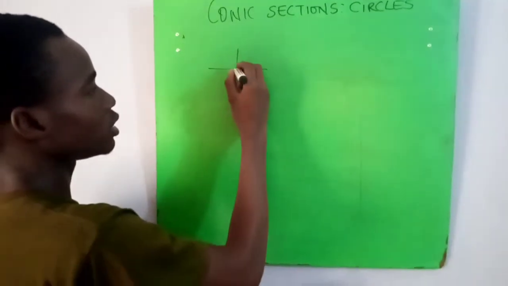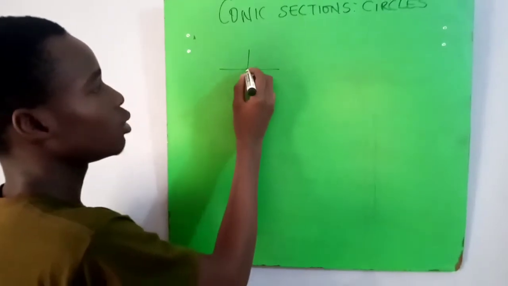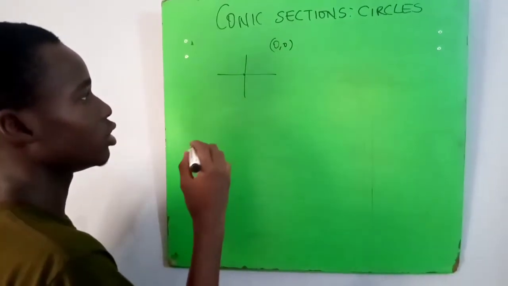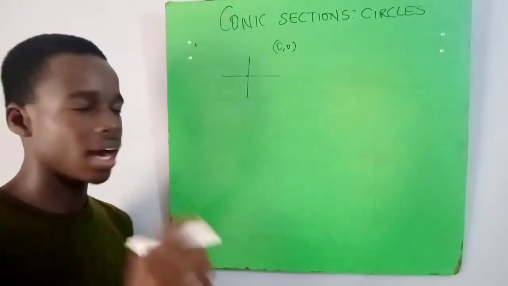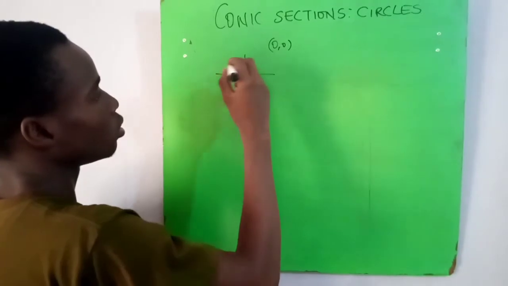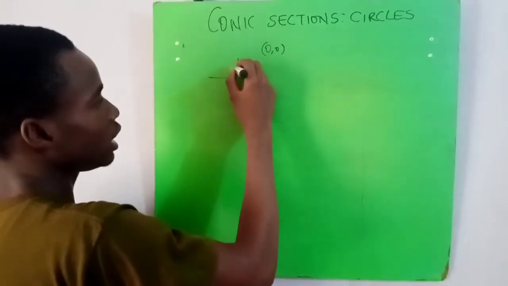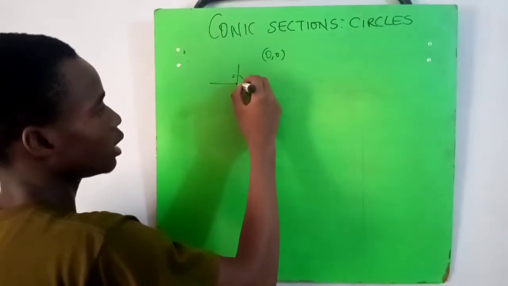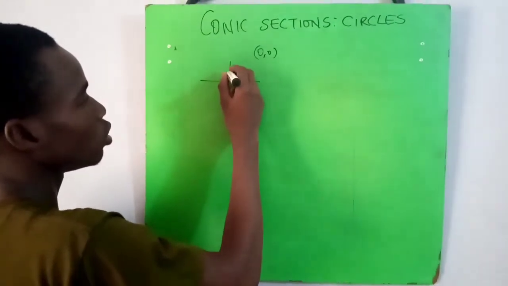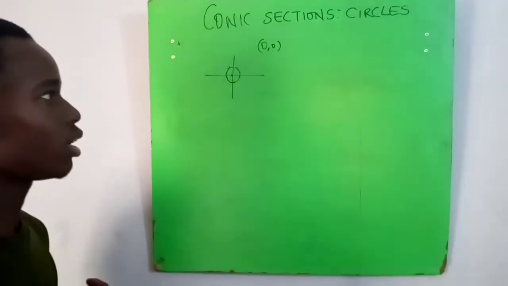Now, suppose the center of the circle is at the origin. It means 0, comma 0. This is when the center of the circle is at the origin. So we get the radius r. Let's say the radius is 2. So it means the circle will span 2, 2, 2, 2. So when we cut this out, we get our circle.